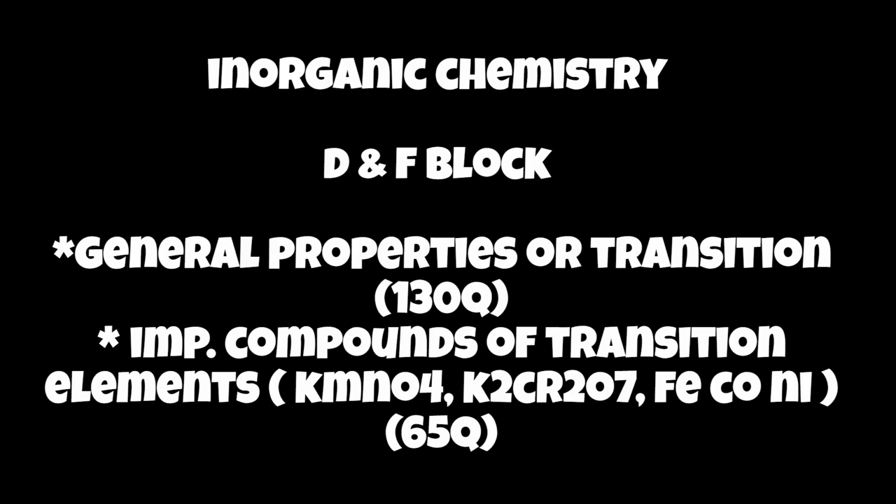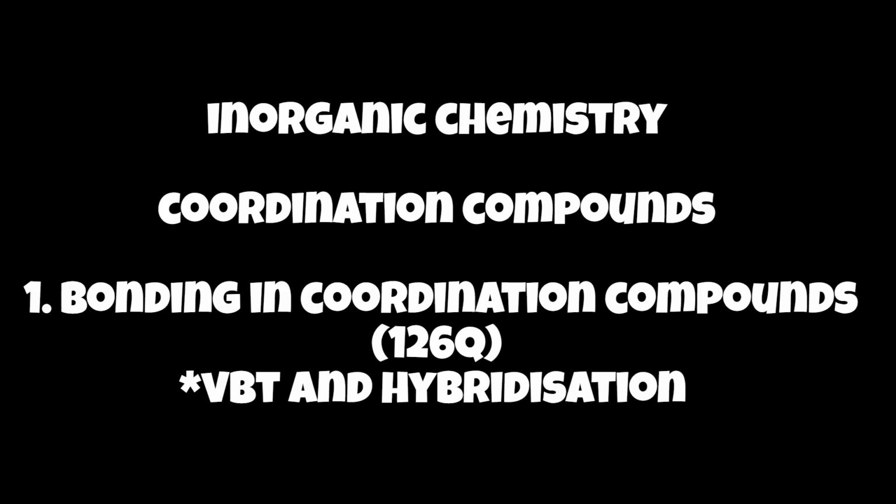And then after this, your second topic is compounds of transition elements, in which you will be studying these 3 elements: KMnO4, K2Cr2O7, Fe, Co, Ni thoroughly. Because 65 of your questions have been asked in last 10 years. So these were your 2 most important topics in this chapter. Just do these. Now after this comes your 5th chapter, coordination compound.